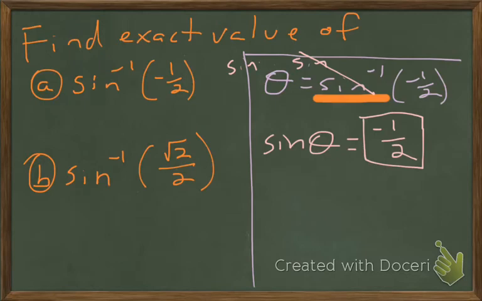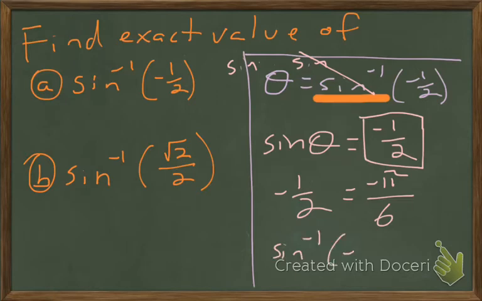So we find that sine inverse of negative 1/2 is equal to negative pi over 6. And there is our answer. Pretty straightforward. We're going to try another example.